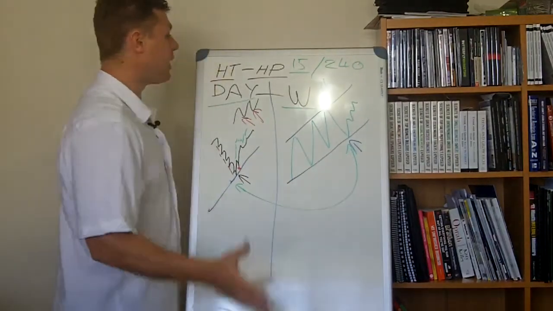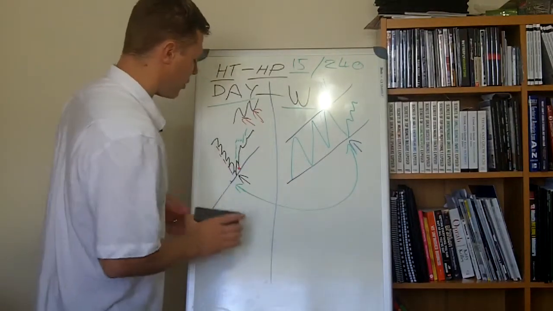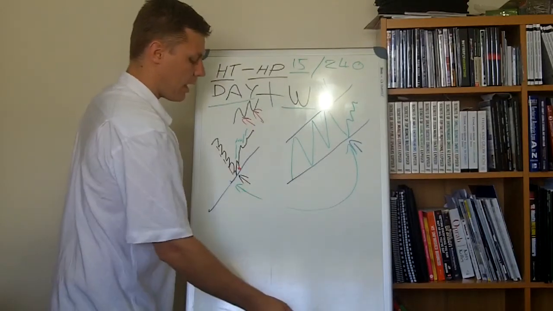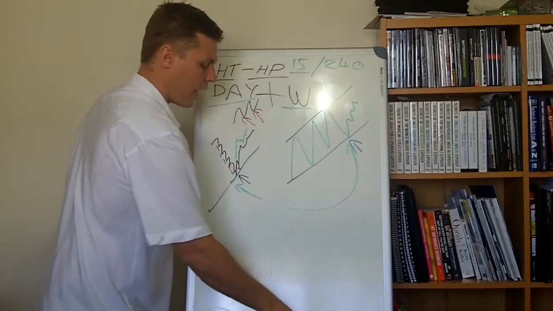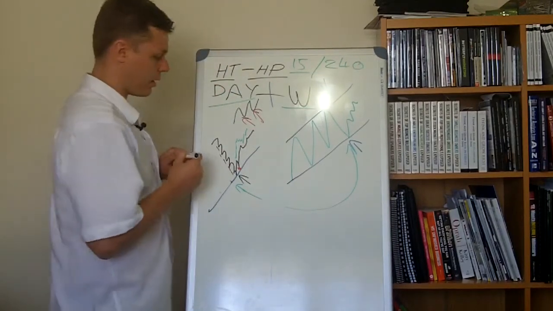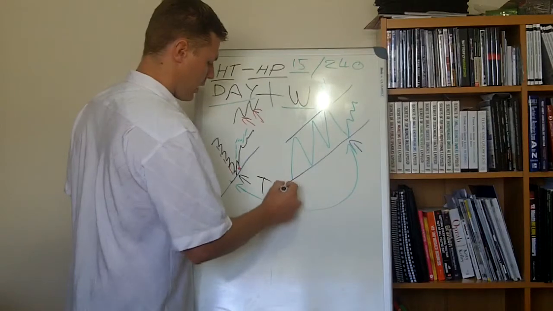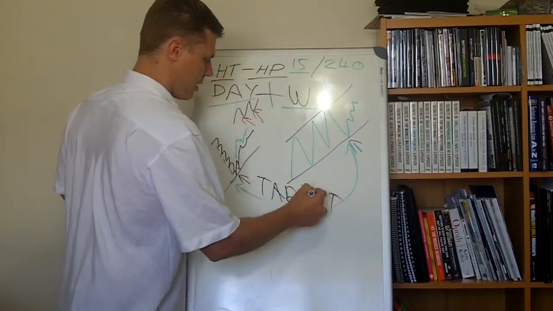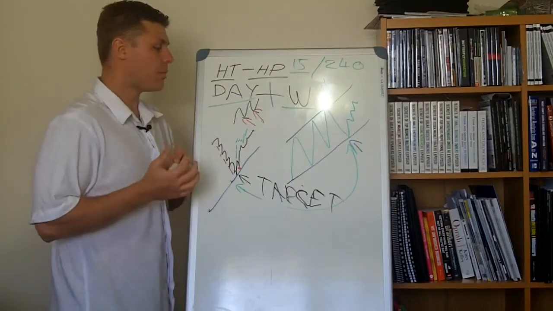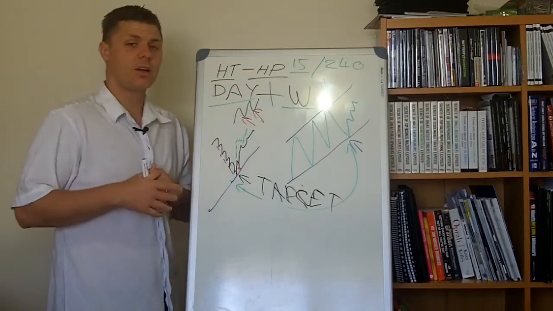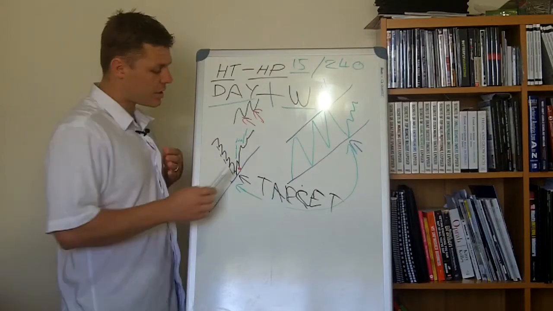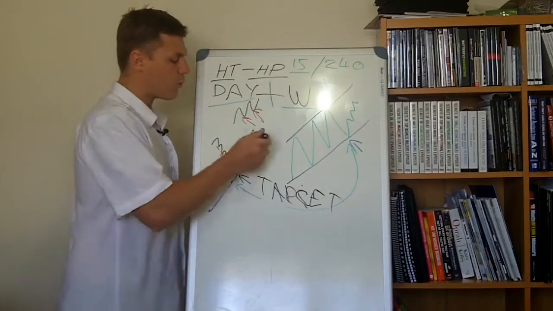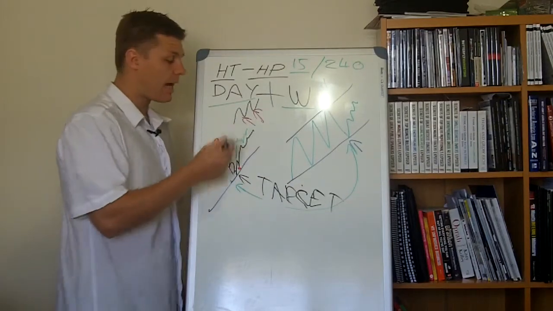Now in the next video I'm going to teach you my little technique called the target point. Now what is target point? Simply, target point is a tool and a technique that I use to find, once I actually get into these entry levels, where it is likely to go. Where is a really good high probability exit level?